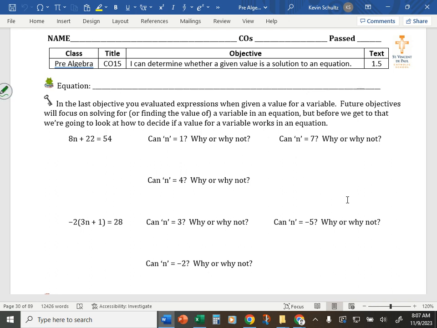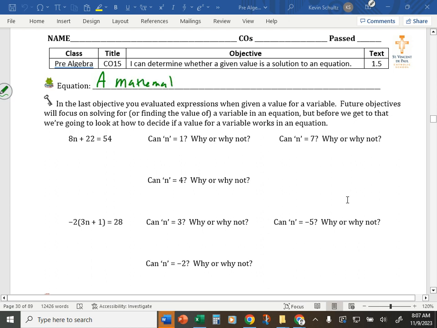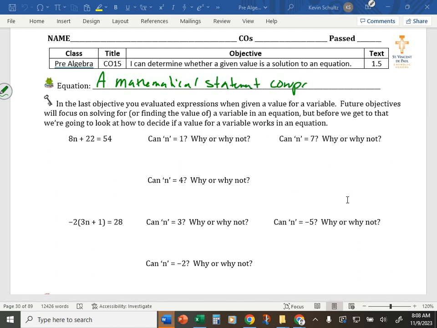So an equation is a mathematical statement comparing two values. A mathematical statement comparing two values. I'll write that a little bit cleaner. Comparing two values. And how it's comparing those values is saying that they're the same, that they're equal.